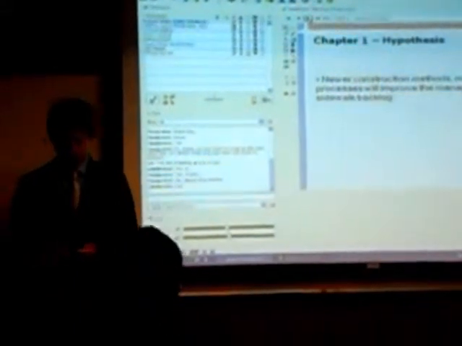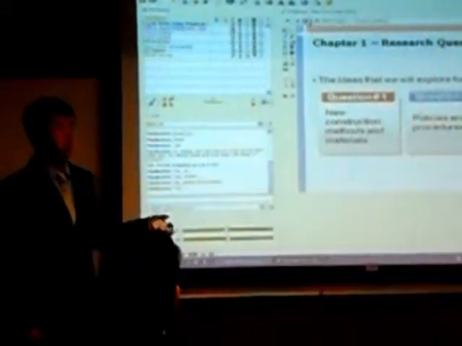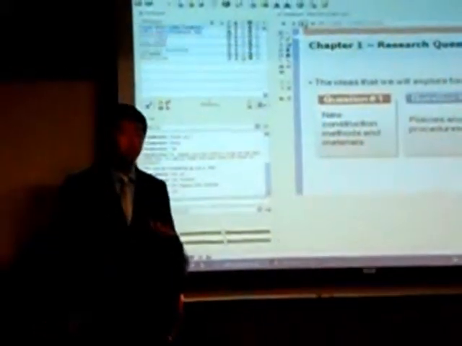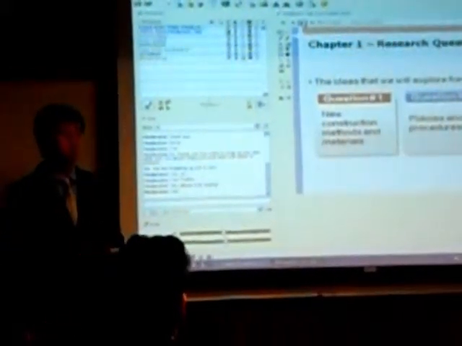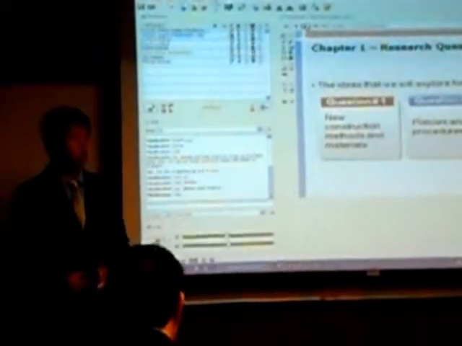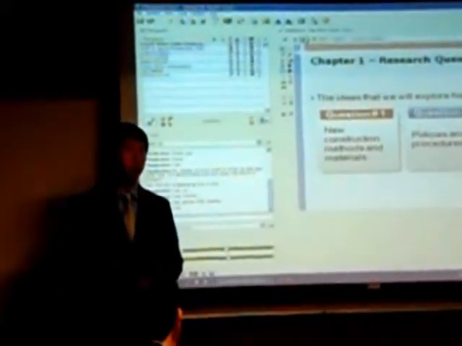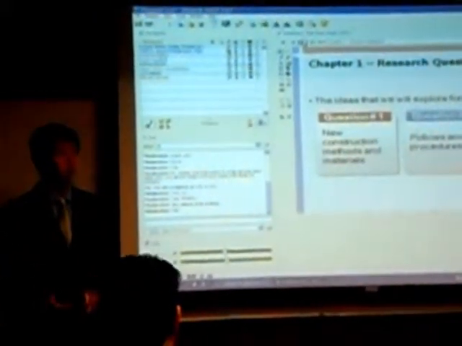There are 3 research questions that support our hypothesis. The first one is that there may be some new construction methods and materials that cause minimum impact to the tree and reduce the likelihood of future damage to the surrounding infrastructure.